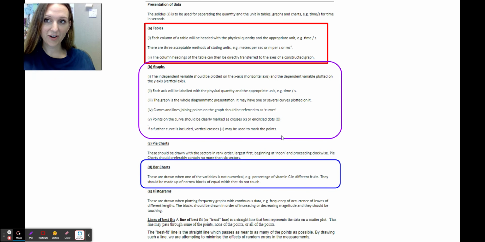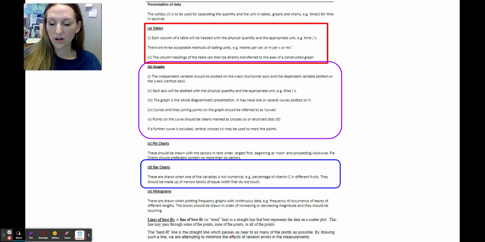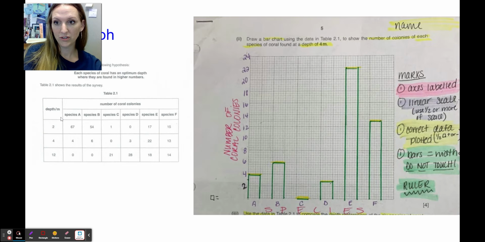Okay, and then the last graph we need to know about is making a bar graph. Bar graphs, in my opinion, take a little bit more time than a line graph. For a bar graph, this is when one of your data is not numerical. Like species, that's not numerical. Species A isn't a number, B isn't a number. Those are just categories. It's qualitative, not quantitative.